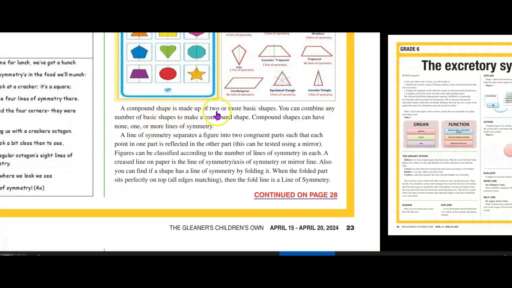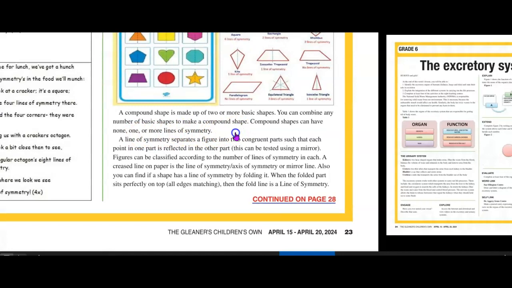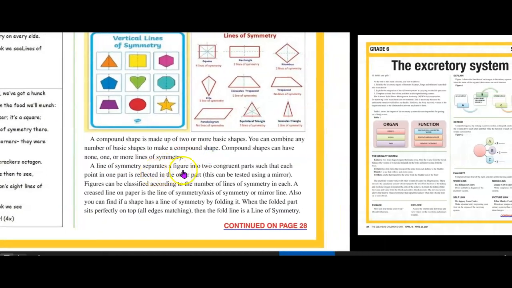A compound shape is made up of 2 or more basic shapes. You can combine any number of basic shapes to make a compound shape. Compound shapes can have none, 1, or more lines of symmetry. A line of symmetry separates a figure into 2 congruent parts such that each point in one part is reflected in the other part. This can be tested using a mirror.